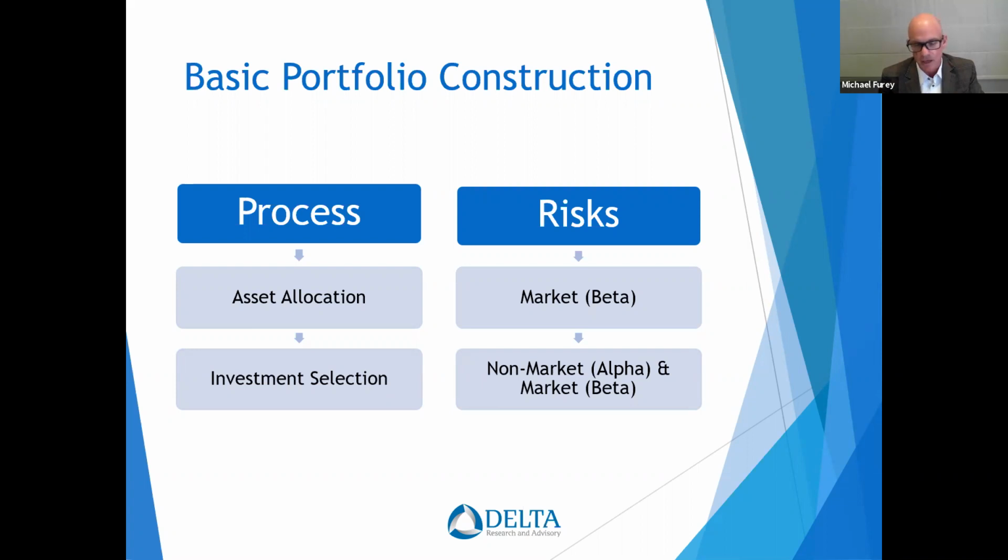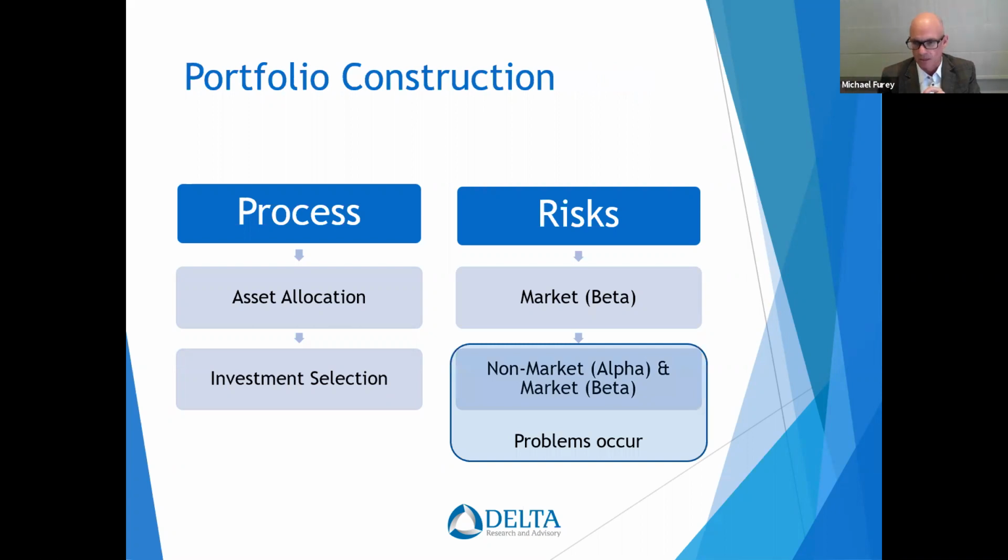The first step when building a multi-asset, multi-manager portfolio is that asset allocation decision. That asset allocation decision is primarily a market or a beta decision. The next layer down, we end up choosing investments to reflect that asset allocation. That's when we may introduce that alpha or non-market risk. If we can go to the next slide, that's when problems can occur.